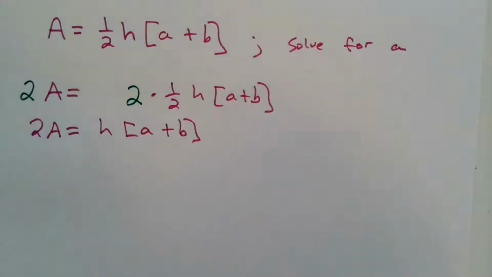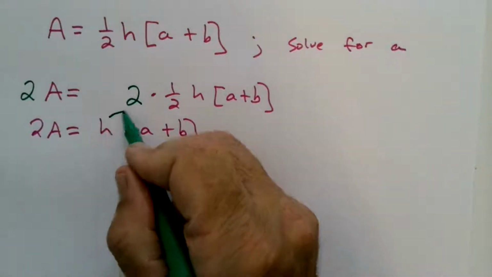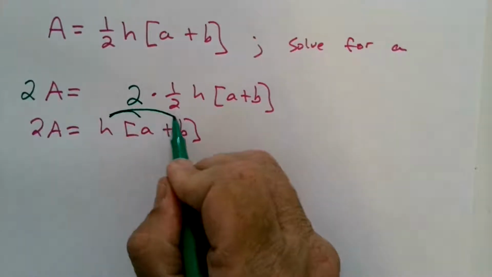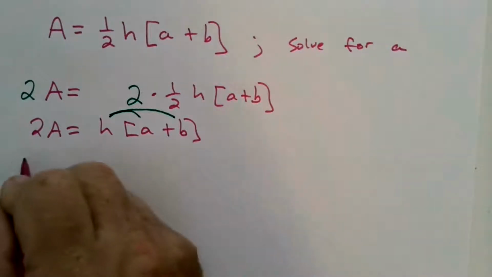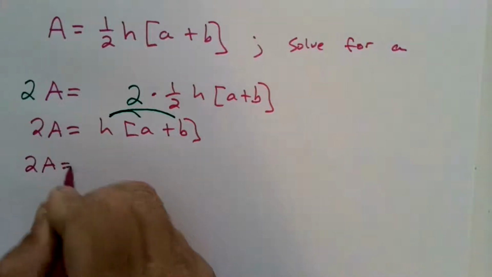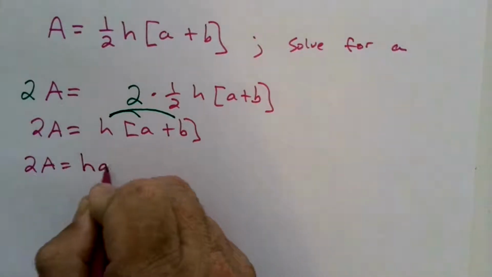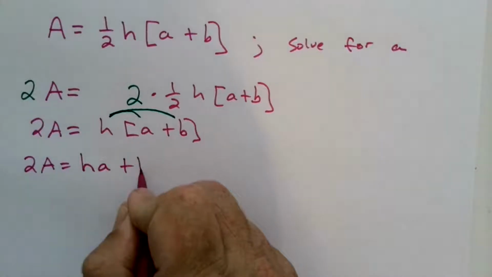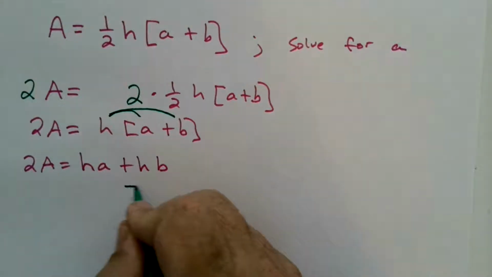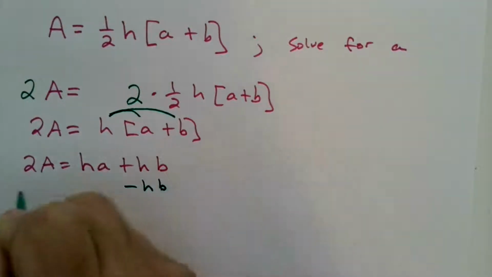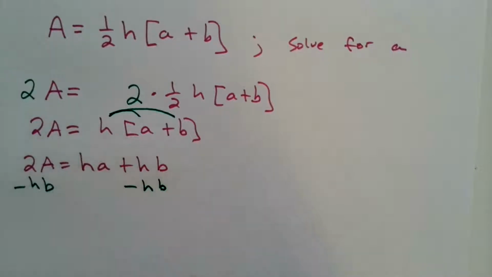times a plus b. So the next thing I'm going to do is I'm going to distribute h times a plus h times b. Remember, we want to solve for a. So I get 2a is h little a plus h little b, and we want to solve for little a. HB is being added. Let's subtract HB from both sides. Subtract HB here. Subtract HB there.